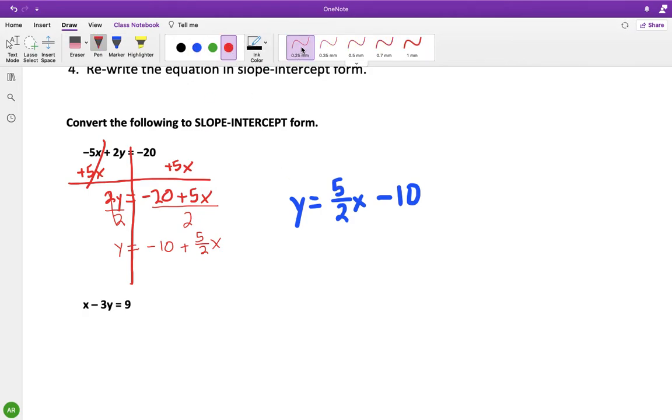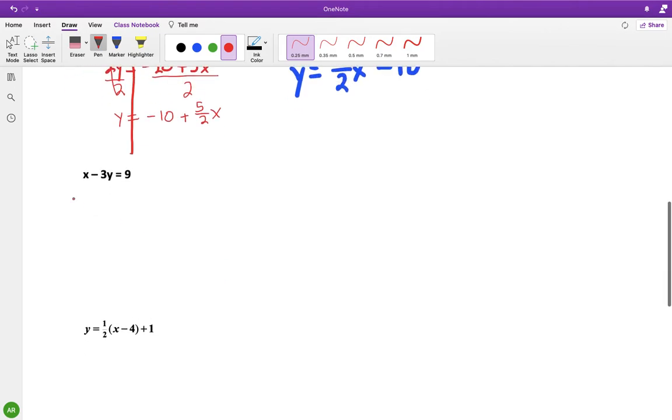Okay, this next one's also going to be in slope-intercept, or point-slope form. Oh my goodness, not point-slope form, standard form. We have the x and the y variable on one side of the equation, and then we have a constant on the opposite side. So once again, I'm trying to isolate the y variable. So what I'm going to do here is subtract x on both sides.